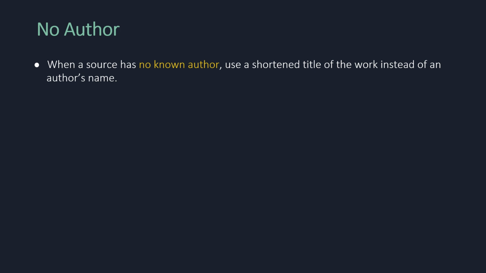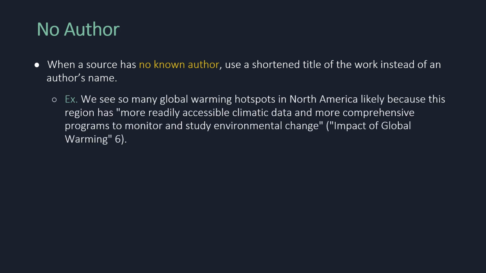When a source has no known author, use the title of the work instead, shortening it if it is more than 4 words long, as shown in this example. "We see so many global warming hotspots in North America, likely because this region has more readily accessible climatic data and more comprehensive programs to monitor and study environmental change." Put the title in quotation marks for an article, but use italics for a book title.